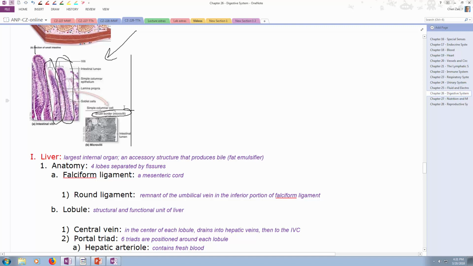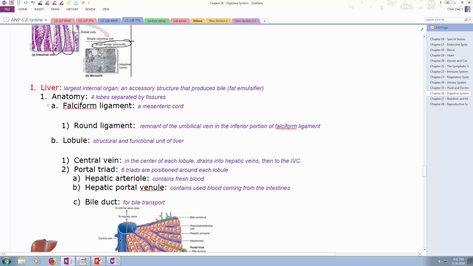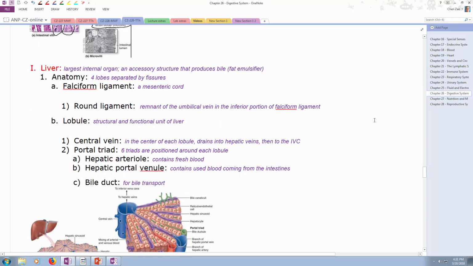We're now down to a very important organ, the liver, which is our largest internal organ. It is an accessory structure of our digestive system, and it is responsible for producing bile because we need to start working on lipid digestion, and we do so with a fat emulsifier. You guys remember, has anybody here ever made mayonnaise, homemade mayonnaise? I have too.